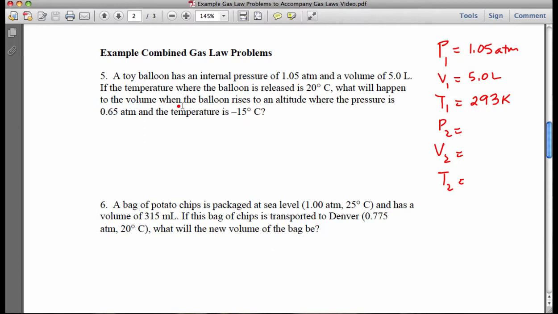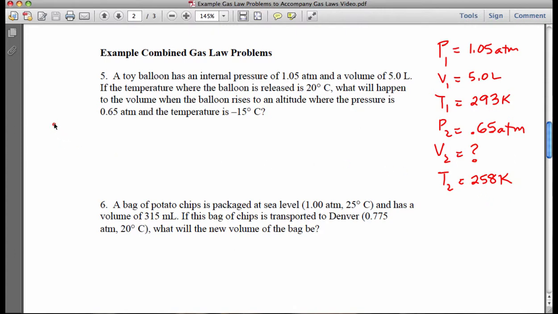What will happen to the volume? All right, this is what I'm looking for, the new volume. When the balloon rises to an altitude where the pressure is 0.65 atmospheres, okay, that's my new pressure, and the temperature is minus 15. So 273 minus 15 is 258 Kelvin.